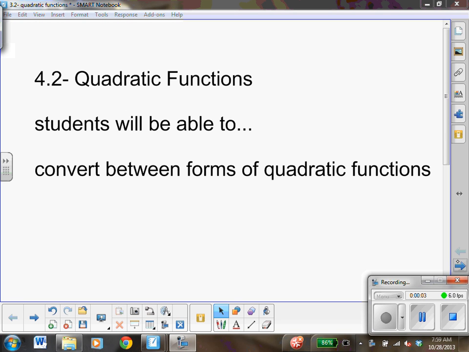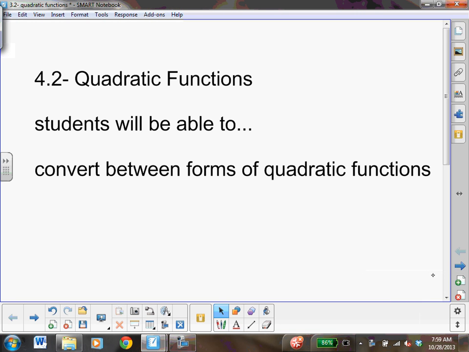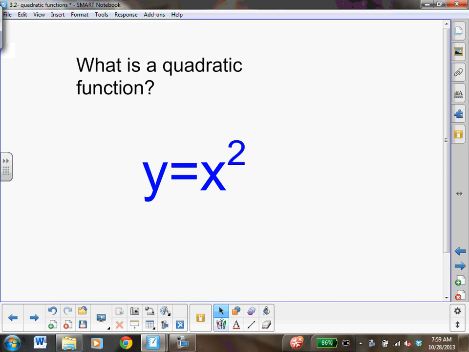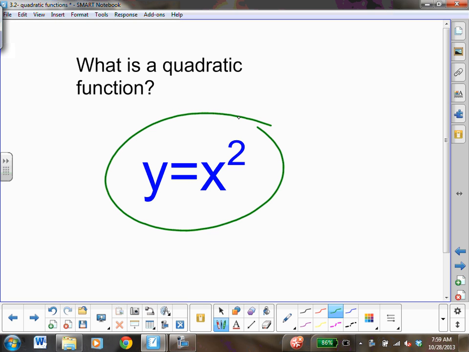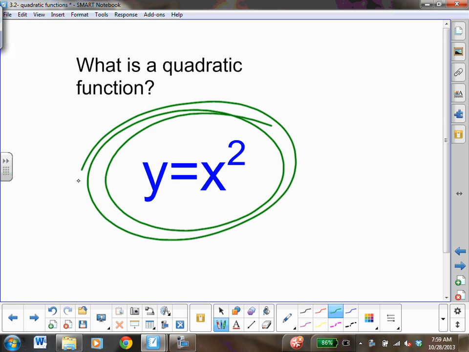Okay, class, today we're going to be studying section 4.2, which is quadratic functions. We will be able to convert between the different forms of quadratic functions. First, we have to think about what a quadratic function is. A quadratic function is any function in which the degree, or the highest power, is a square.